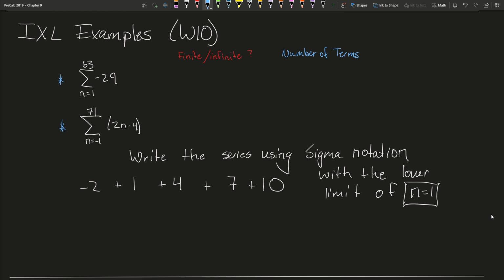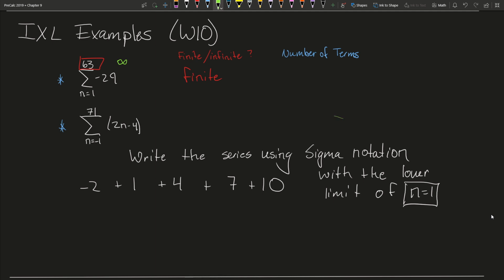So the top, it gives you the summation from n is equal to 1 until n is equal to 63 of the constant negative 29. So the first thing that's going to ask is: is this finite or is this infinite? And if this number is just a number, then it's finite. If it were to be the infinity symbol, then it'd be infinite, right?